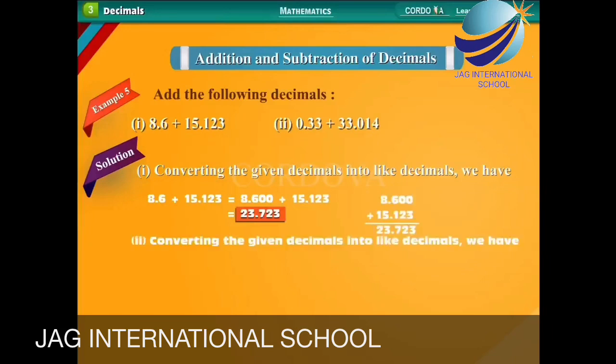Converting the given decimals into like decimals, we have 0.33 plus 33.014, which is equal to 0.330 plus 33.014, which is equal to 33.344.